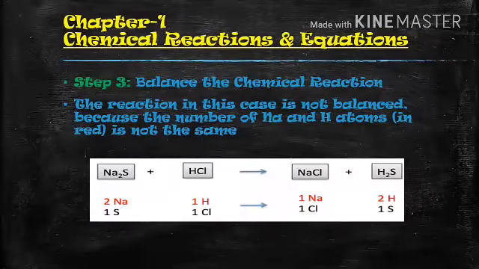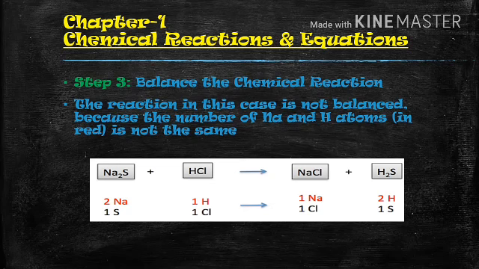Now we come to step 3, balance the chemical reaction. The reaction in this case is not balanced because the number of sodium and hydrogen atoms is not the same. Here in the diagram we can see that sodium has 2 atoms in the reactants and 1 atom in the product section. So we are trying to balance these unbalanced things.